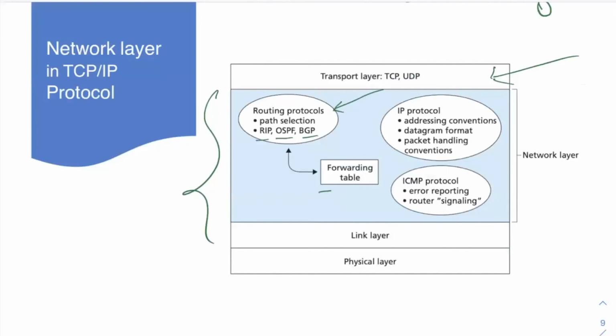Then of course you have the forwarding table. The forwarding table in each router is constructed using these routing protocols. Multiple routers communicate with each other, follow some routing protocol, and then create a forwarding table. And of course, the IP protocol is the most important protocol in the networking layer. It helps with addressing, like source IP and destination IP, and we have already seen the datagram format, and also how to handle packets. Another popular protocol in the networking layer is ICMP. We will look at that later. This helps in error reporting in the network layer.